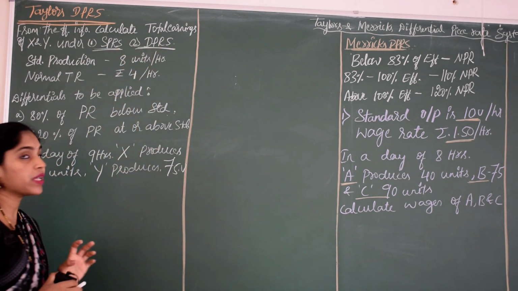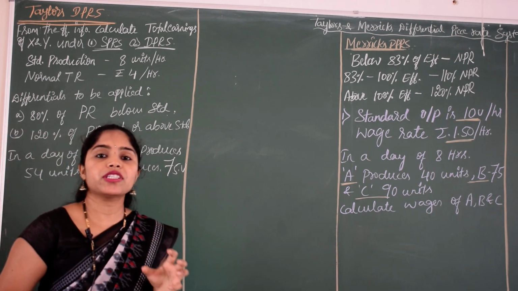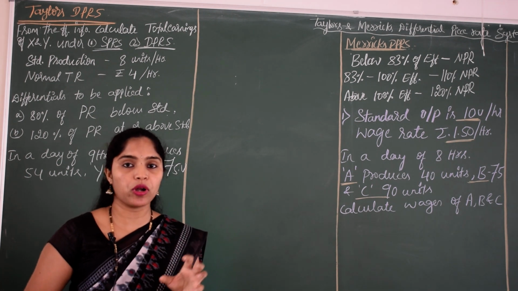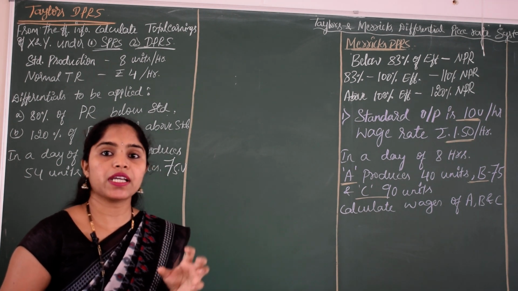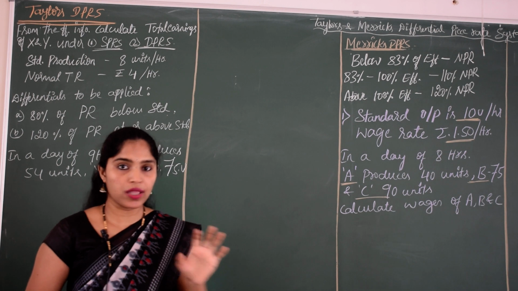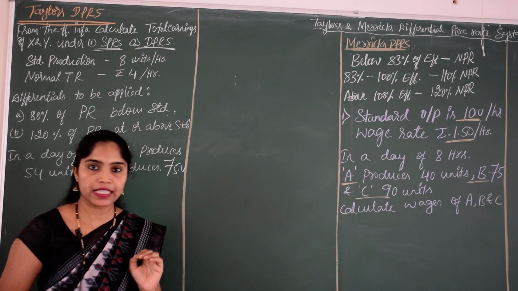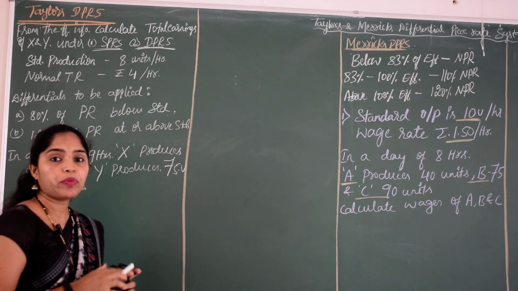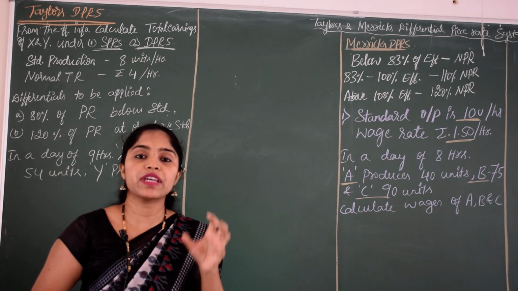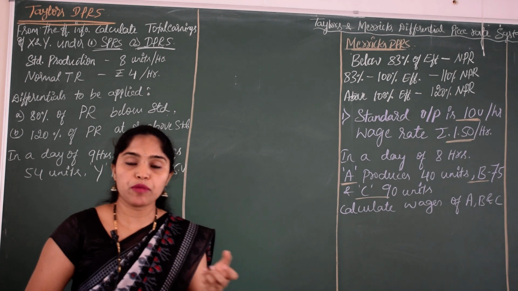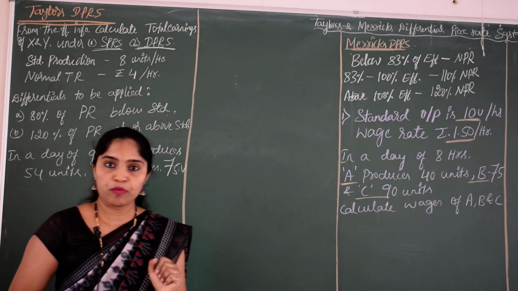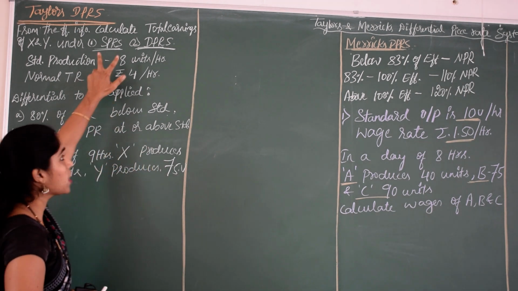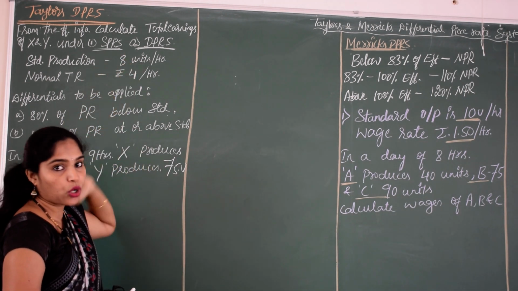So straight piece rate system means here the wages are fixed based on the number of units produced by each employee, and in the straight piece rate system, piece rate is fixed for all the employees. Whereas in differential piece rate system, they are going to fix different rates for different employees based on the level of performance, that is Taylor differential piece rate system. Okay, so using these two methods we have to calculate total earnings.